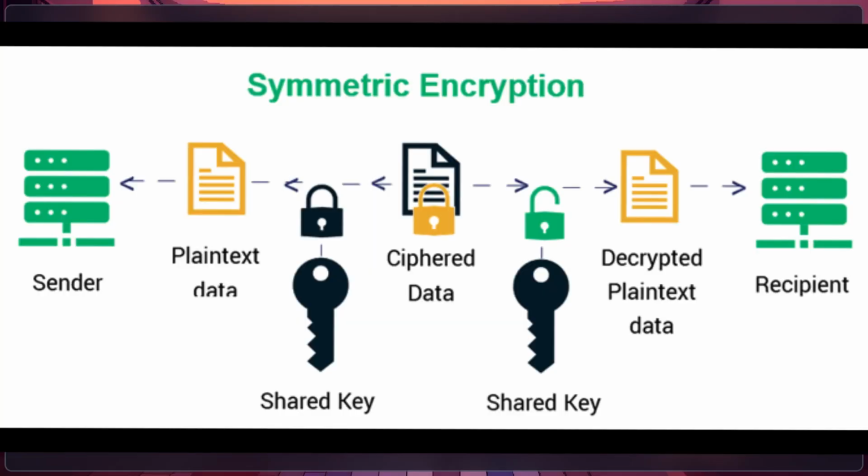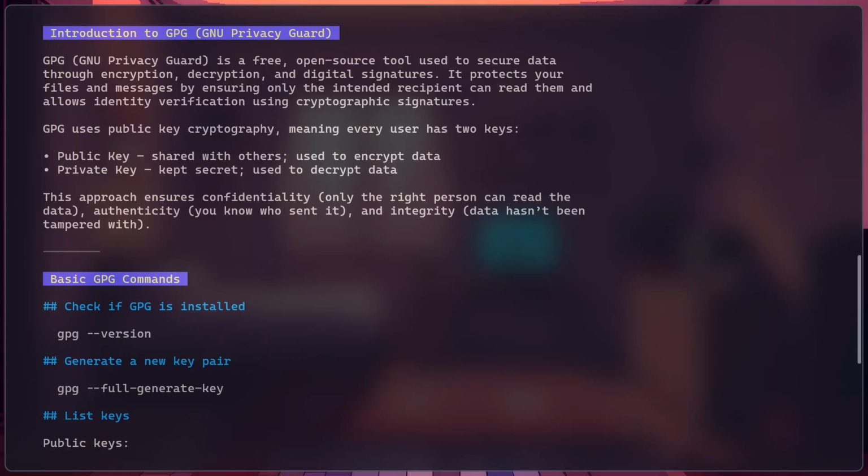For example, imagine I want to send a secret file to you. I will take your public key and use it to encrypt the file. Once the file is encrypted, even if someone steals it, they cannot read it. You are the only person who can decrypt it using the private key because only you will have the private key with you. This ensures that the sender and the receiver communicate securely without sharing passwords.